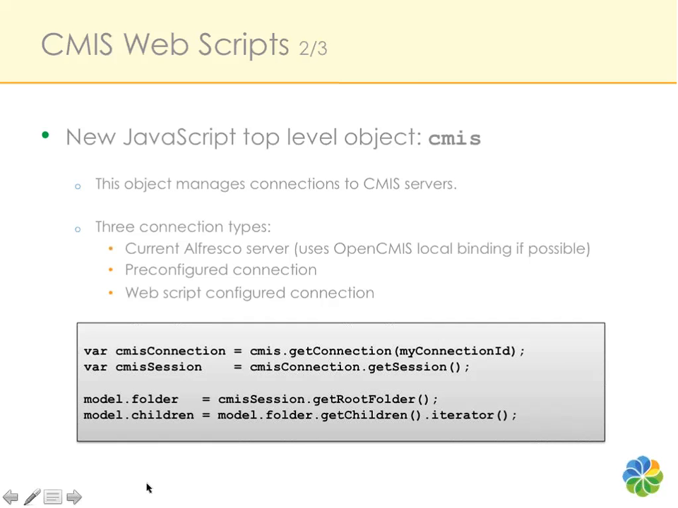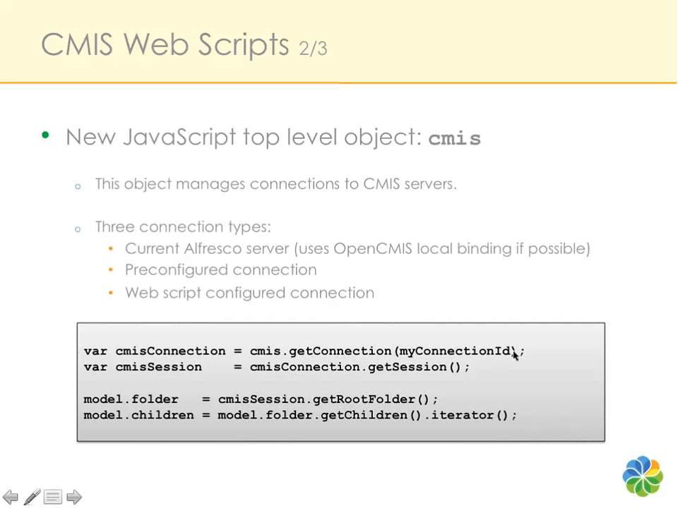We have pre-configured connections, so there's a new XML configuration file where you can set up connection details, and a web script can reuse them, or you can configure a connection yourself within your web script. And I have here four lines of code that demonstrate how this could look. So you see the CMS object over here, and you ask it for a connection, and this my connection ID would be, for example, the connection ID you configured in the configuration file.